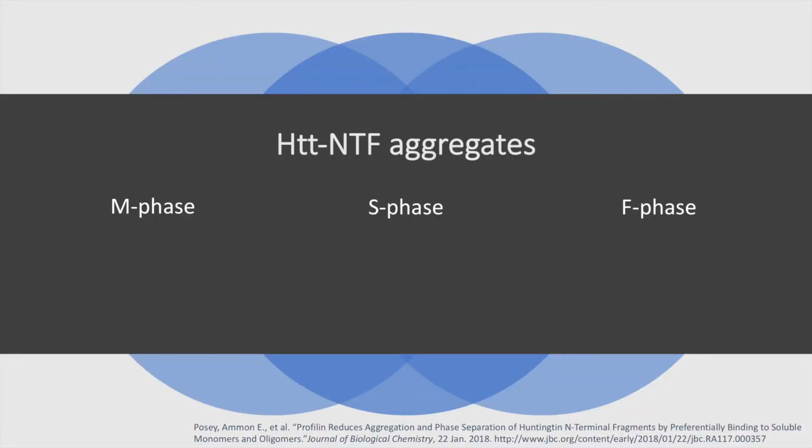There are three phases in HTT aggregation. The M phase is made up of soluble monomers and oligomers, the S phase made of soluble spheres, and the F phase made of linear fibrils that are insoluble. The three phases are separated by distinct saturation concentrations or concentration thresholds.